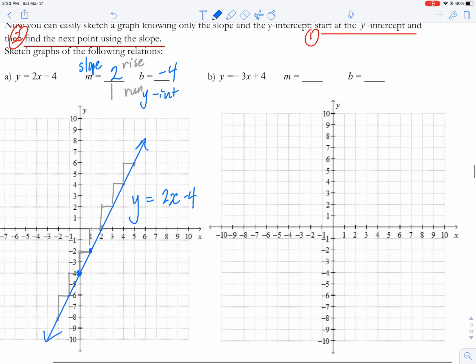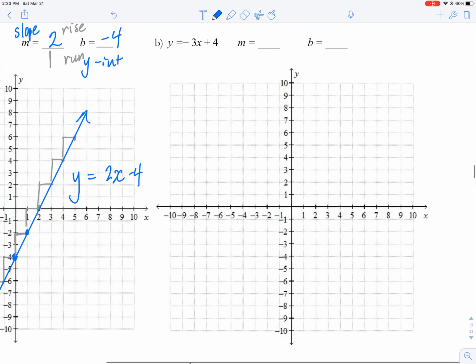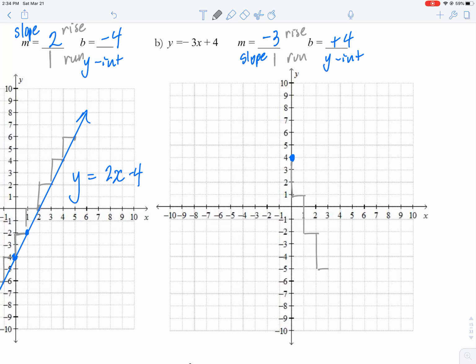For B, it says y equals -3x plus 4, so that -3 is going to be my slope. The plus 4 is going to be my y-intercept, so I'm going to start there. Start at plus 4. Now my slope is really -3 over 1. Remember, that's rise over run. So I'm going to go down 3, across 1, down 3, across 1, down 3, across 1 to make my next points.